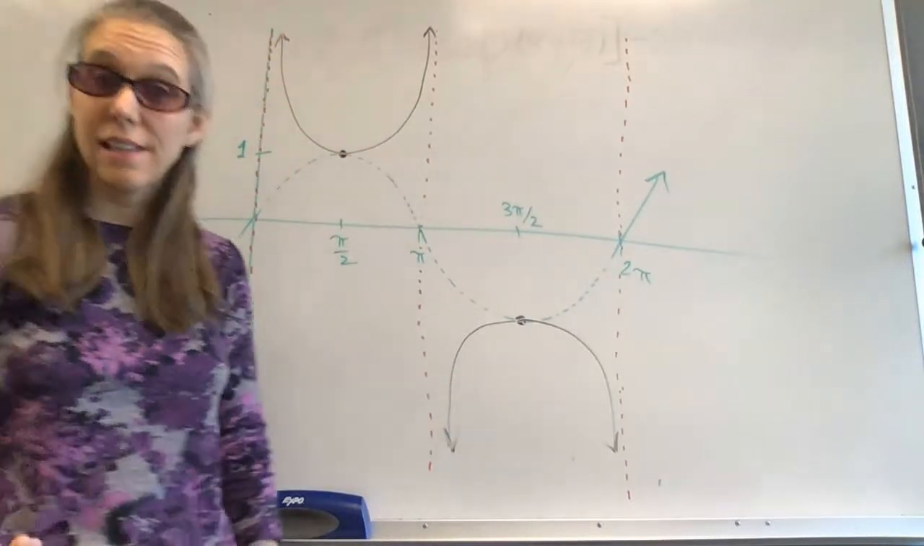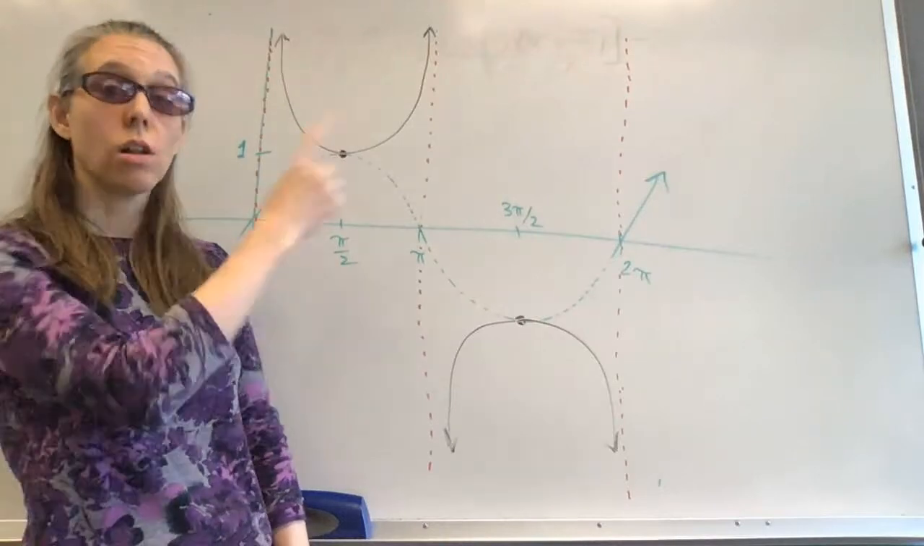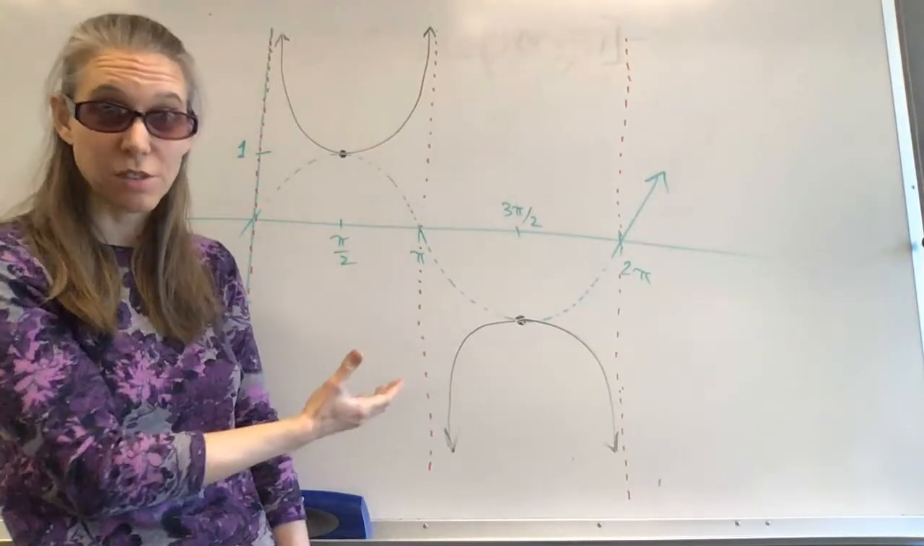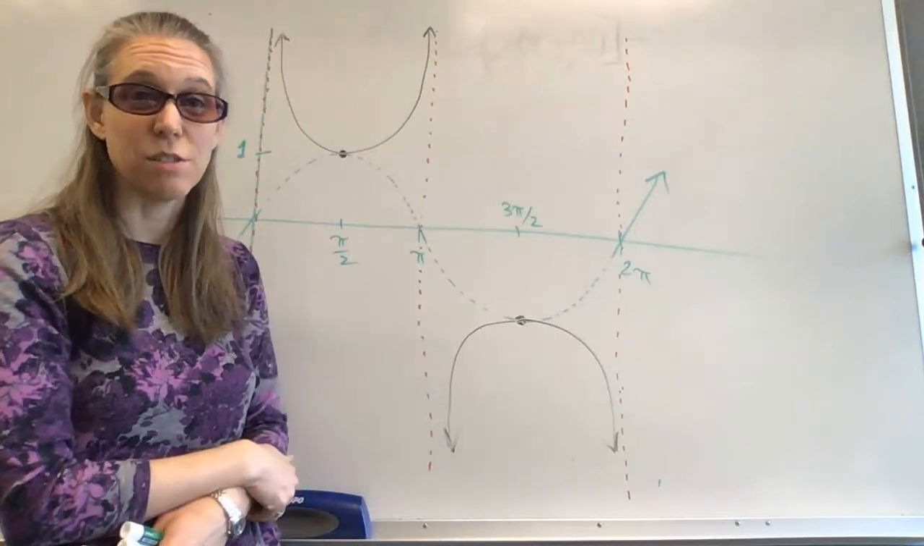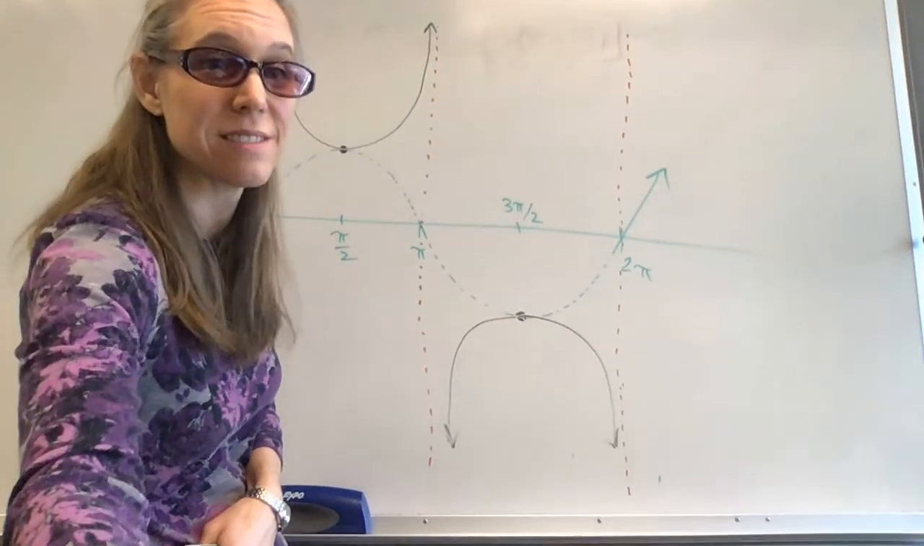Now, to graph secant, it's identical. Do all of this, but with the cosine graph, and you have your secant graph. So now let's get to some MyOpenMath problems.